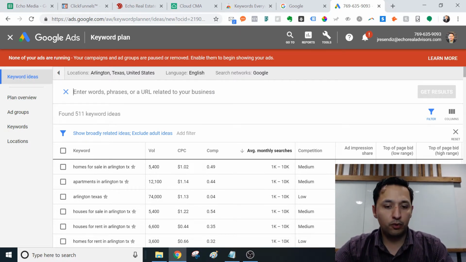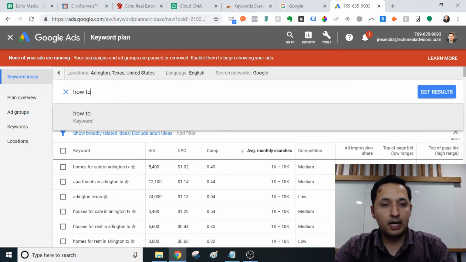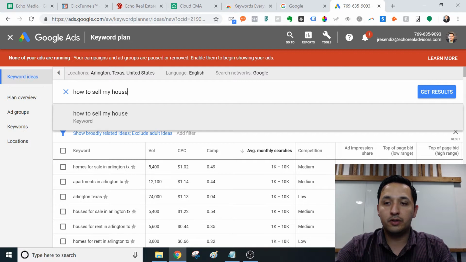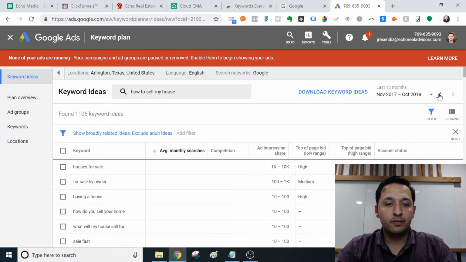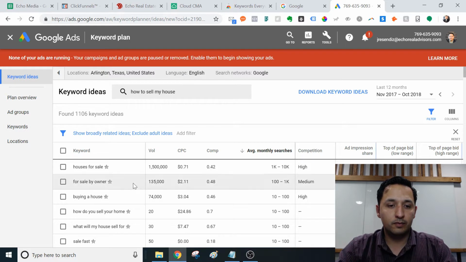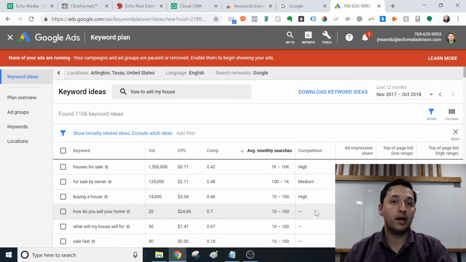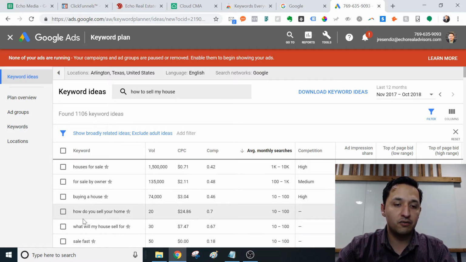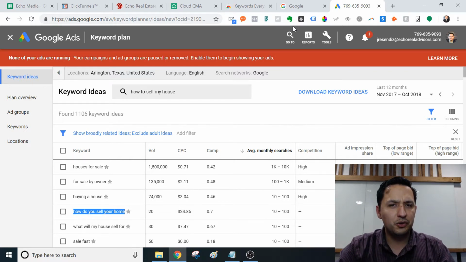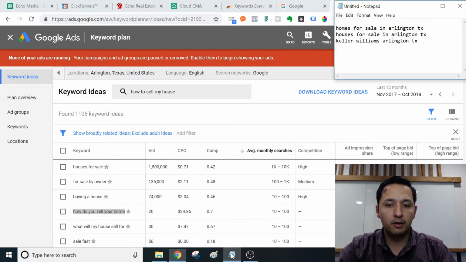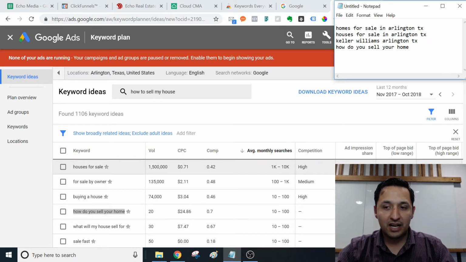I want to see if there are people that are searching for how to sell my house. I want to see the results that we get. How do you sell your house? You see that it's not searched too much, so the average monthly search is very minimal. There's no competition, which means it's just so rare that there's no competition for it. Those freebies, well, it's not free, but those inexpensive keywords I want all day long, because I just stack them upon my searches. What will my house sell for?